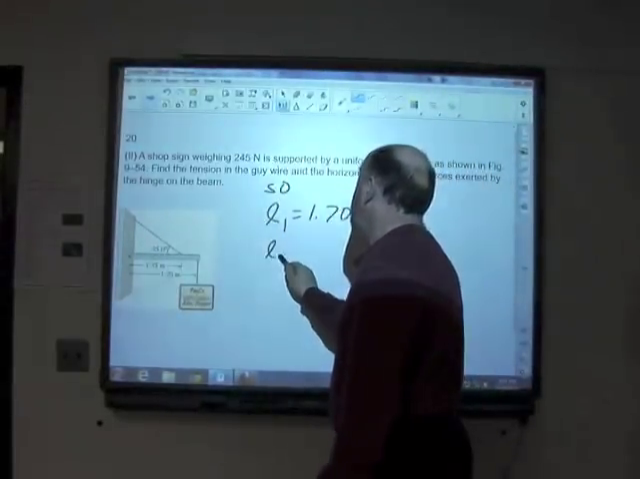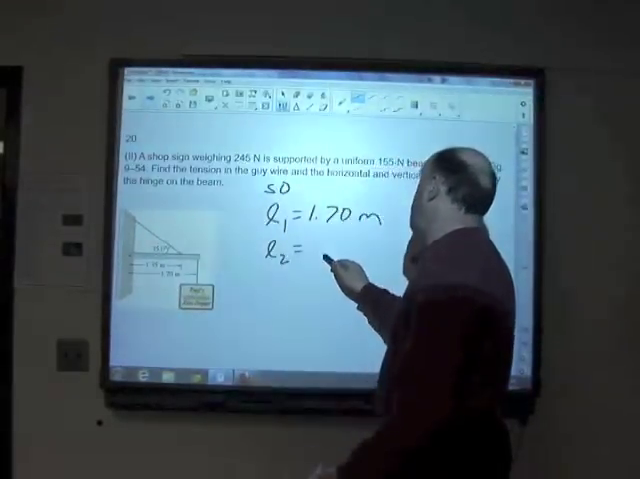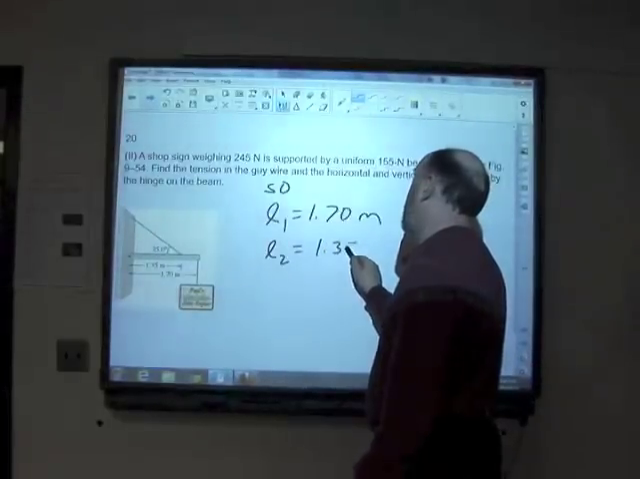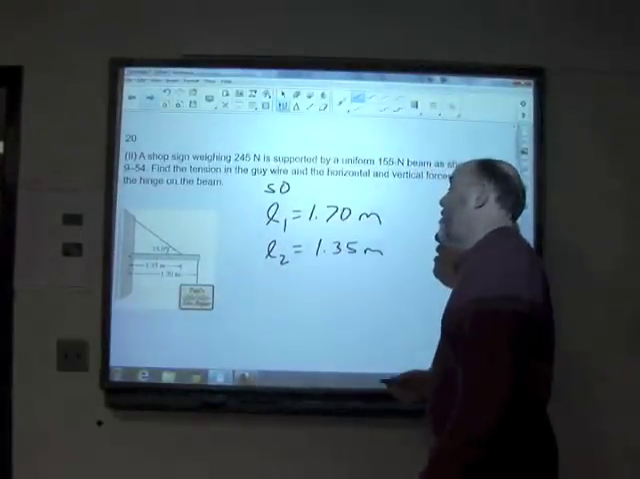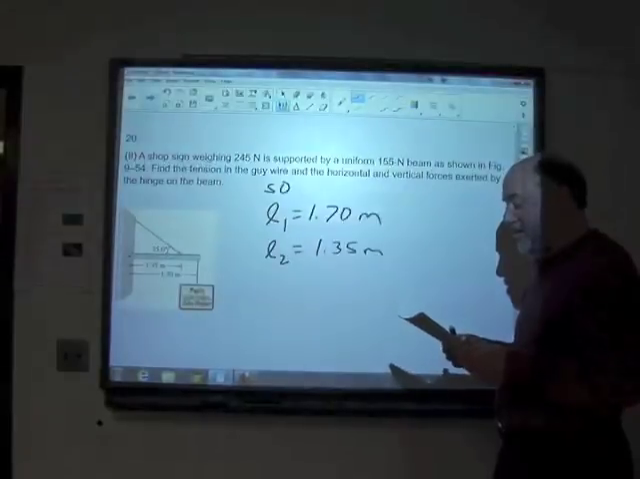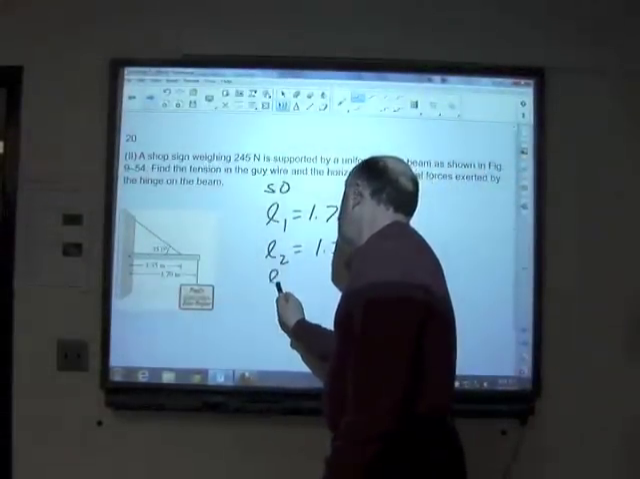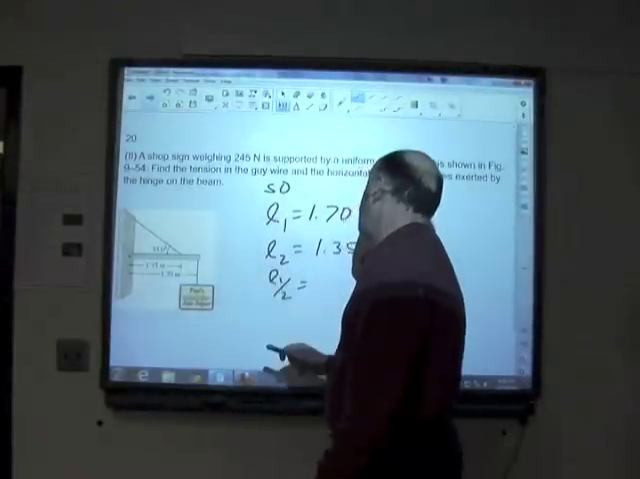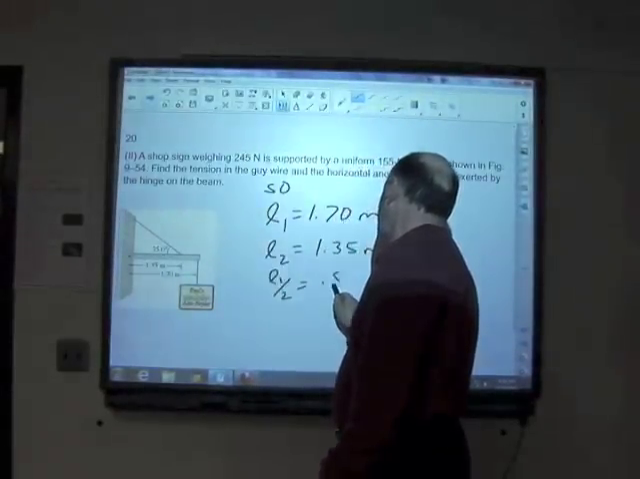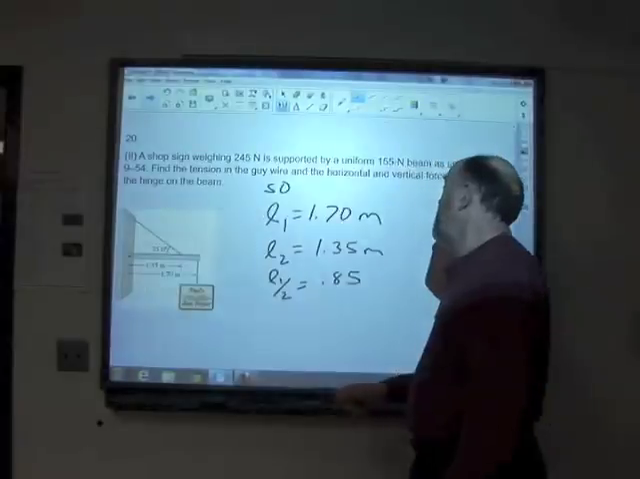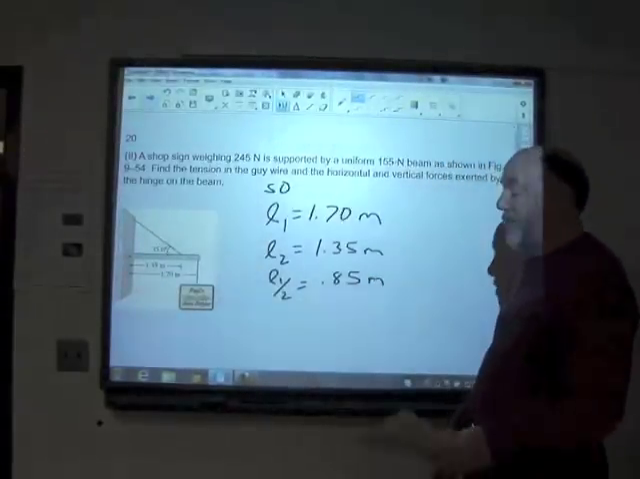L sub 2 is going to be the length out to where the guide wire attaches to this. And then in terms of the center of mass for this thing, that would be the total length divided by 2, and so that would be 0.85 meters.